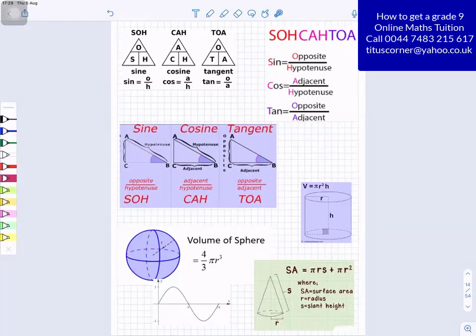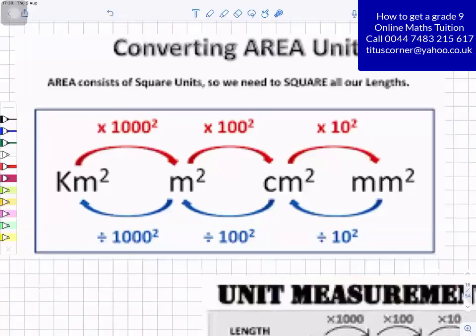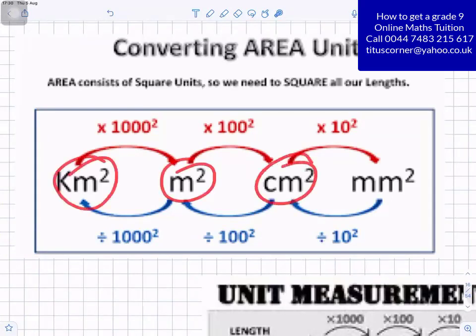SOH CAH TOA: sine is opposite over hypotenuse, cosine is adjacent over hypotenuse, tangent is opposite over adjacent. And it shows you the triangles. And to find the volume of a sphere, surface area of a cone, volume of a cylinder, converting area units to convert from kilometer squared to meter squared to centimeter squared to millimeter squared.